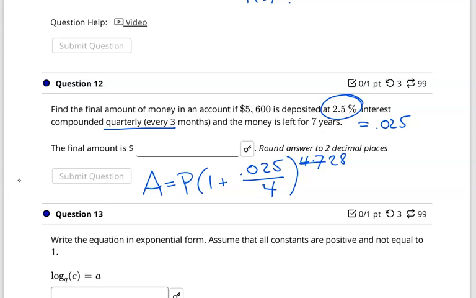So let's calculate this. Oh, and my principal is 5,600. So let's do this part, take it to the 28th power, and then multiply it by 5,600. So 1 plus 0.025 divided by 4. Alright, so calculator.